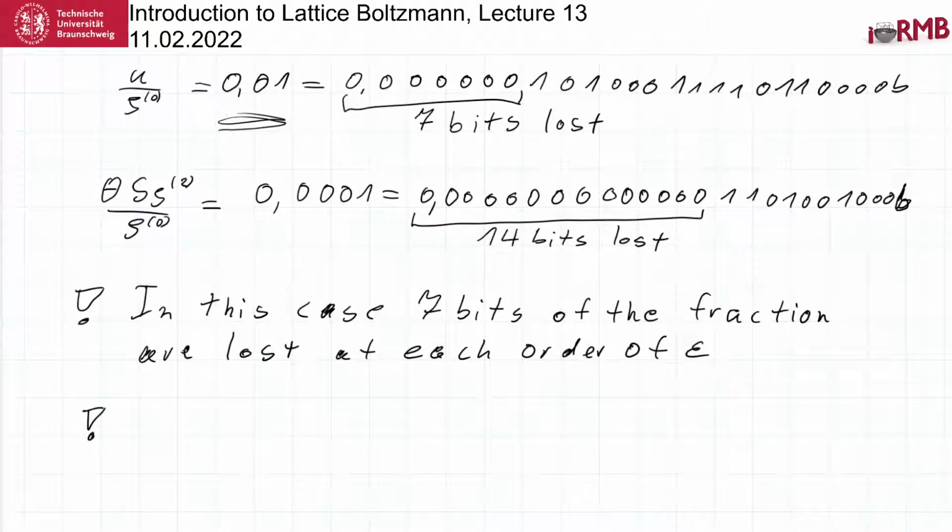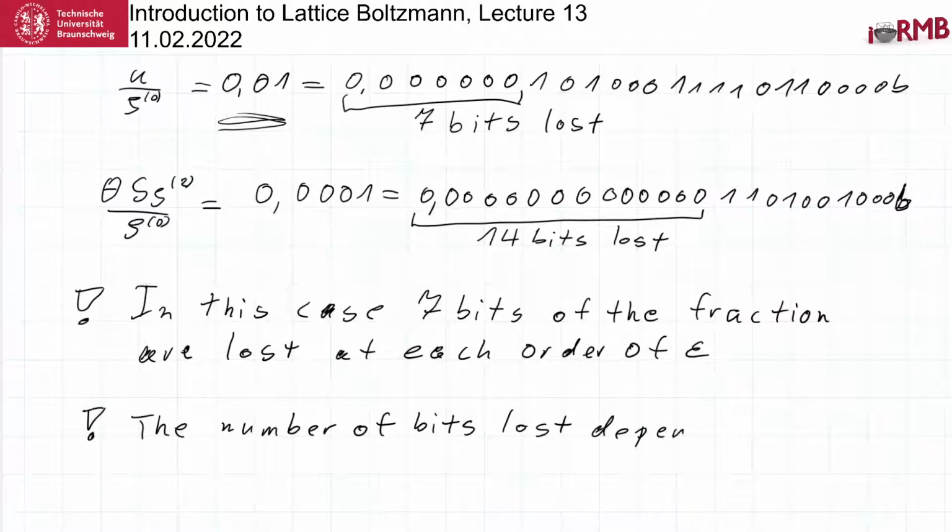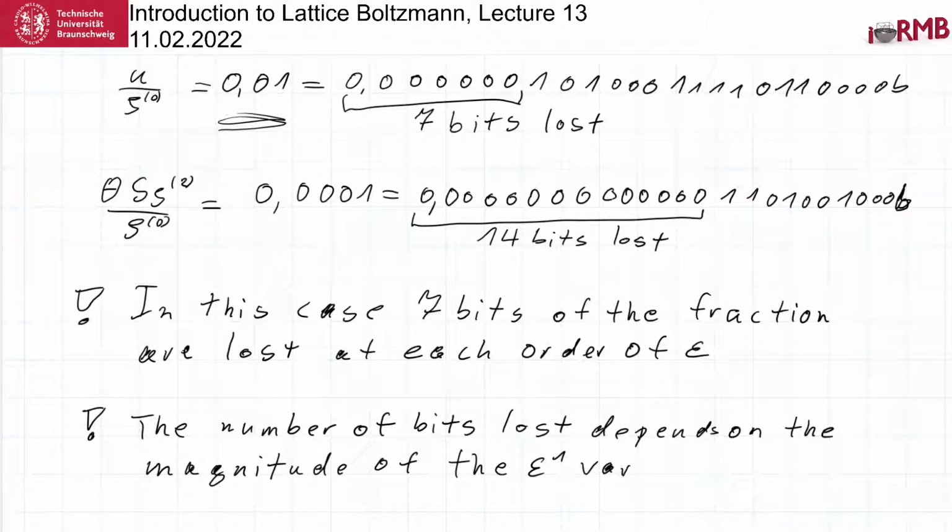Now, of course, this is only an example, and the number of bits lost depends on the magnitude of the epsilon first variables, because they define the magnitude of everything else. And this is, of course, the velocity to first order.